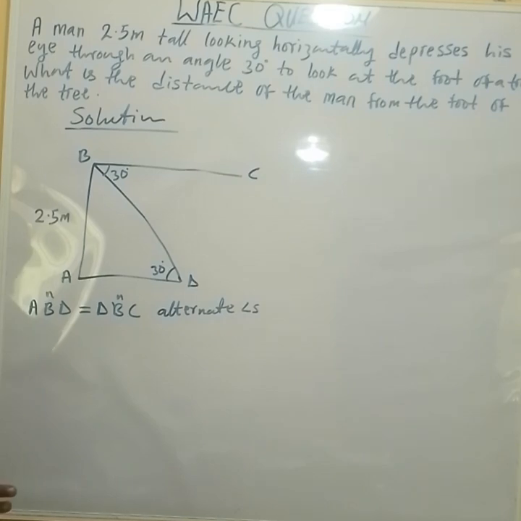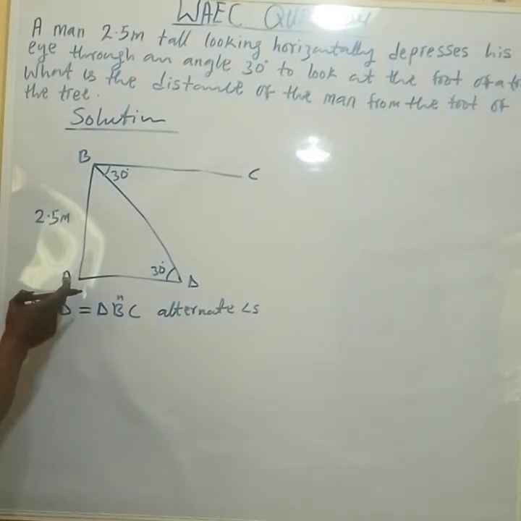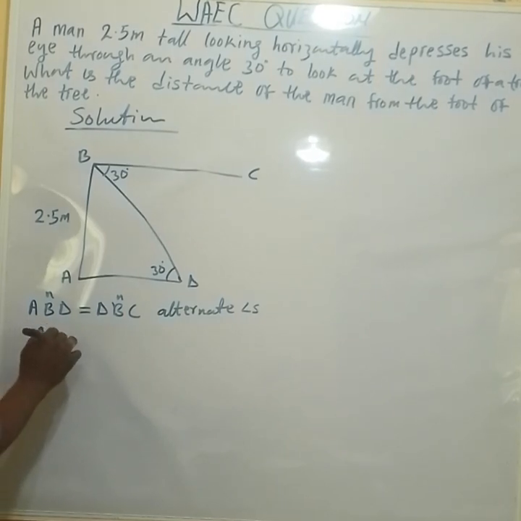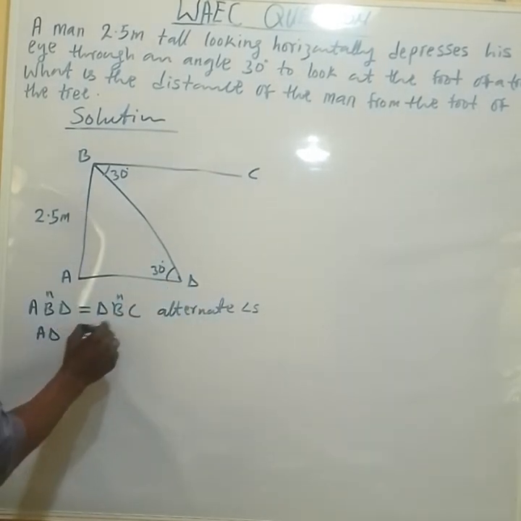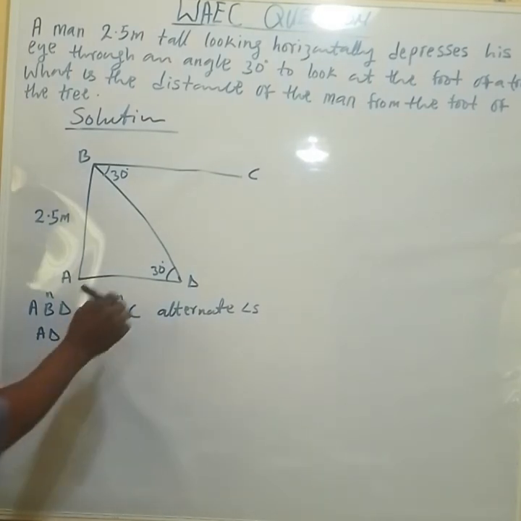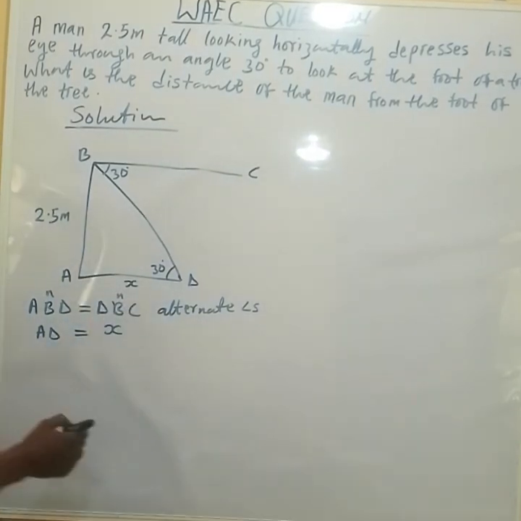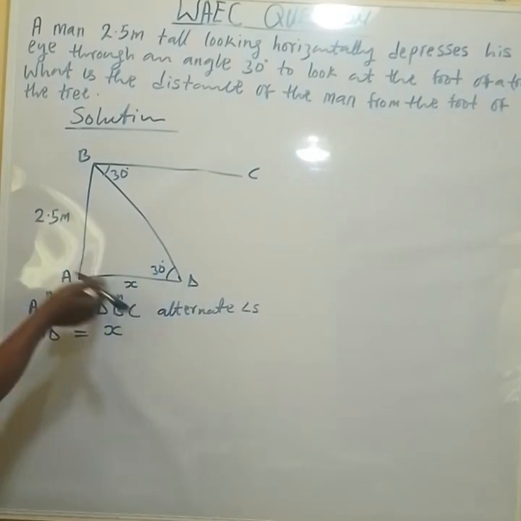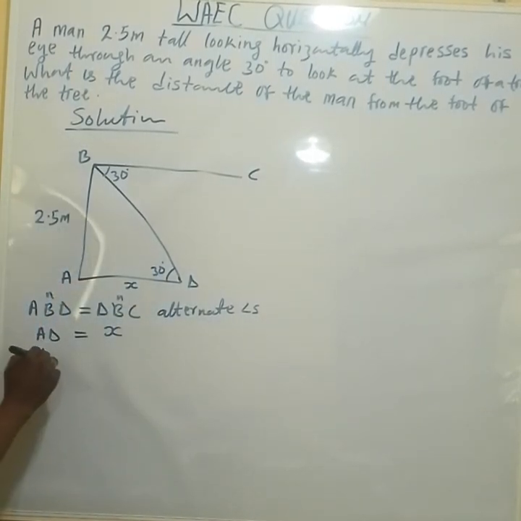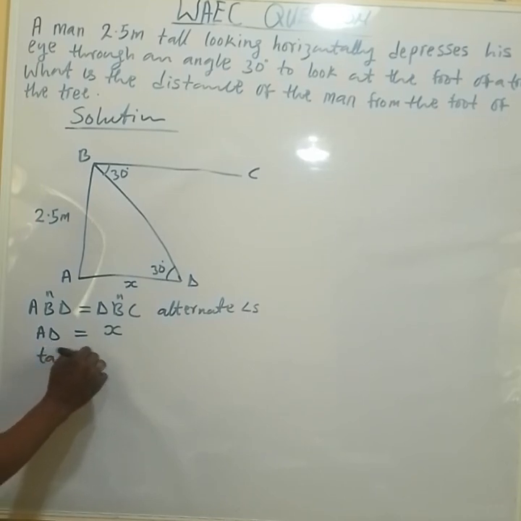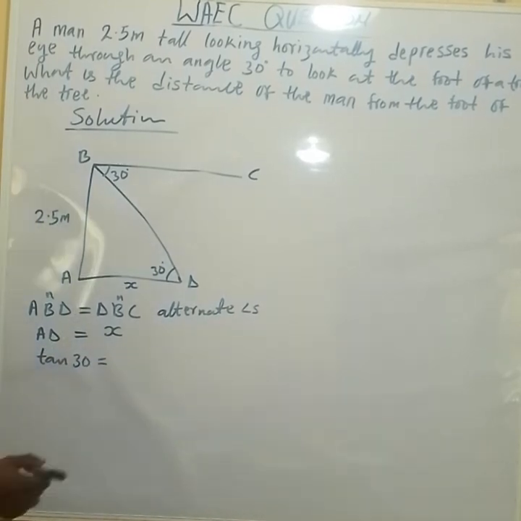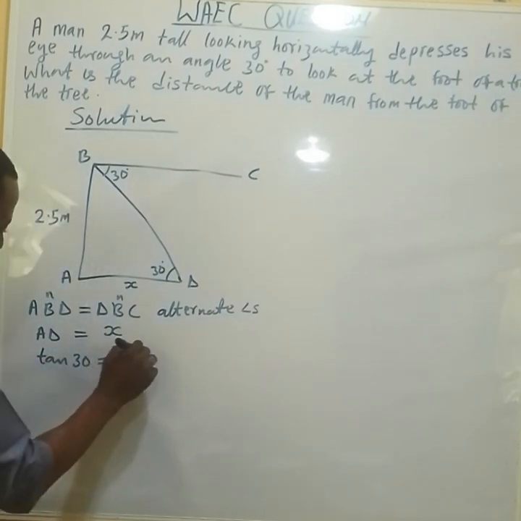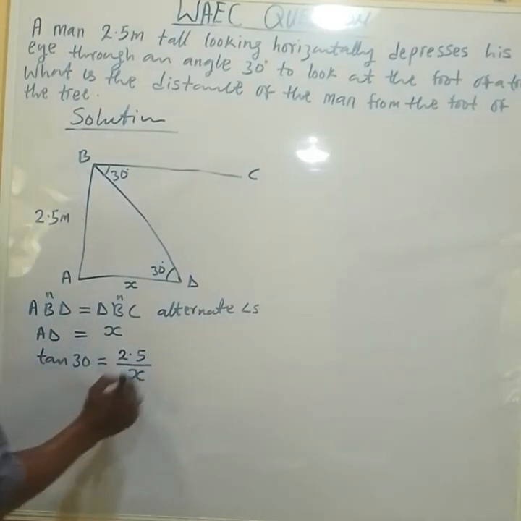As we now have it like that, we represent the adjacent, that is AD, from here to here, with the letter X. Now we are given the angle, the opposite and the adjacent, so we are going to use tan. Tan 30 degrees equals opposite over adjacent, that is 2.5 over X.